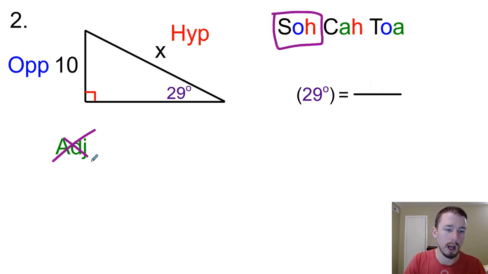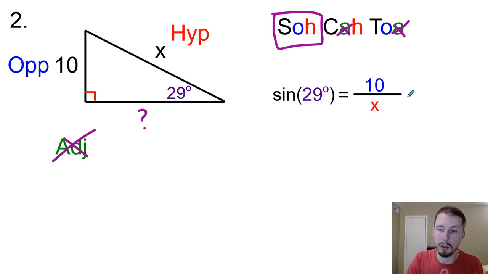Also, if you notice, we're not using the adjacent side because we don't know what that one is and we're not trying to solve for it. So we're not going to use the cosine or the tangent functions because they require the adjacent side. So sine of 29 degrees, our angle 29, is going to be equal to the opposite over the hypotenuse, which is 10 over x. Now make sure you do the order right. It's the opposite over hypotenuse, not hypotenuse over opposite. So be careful there.